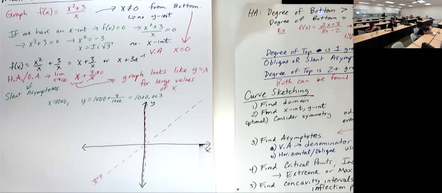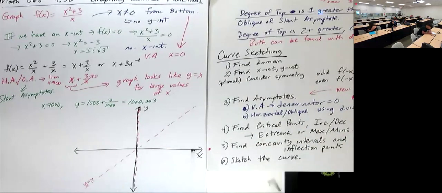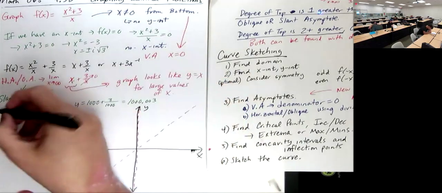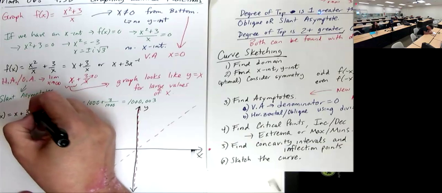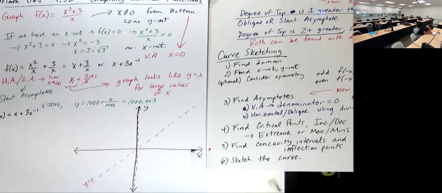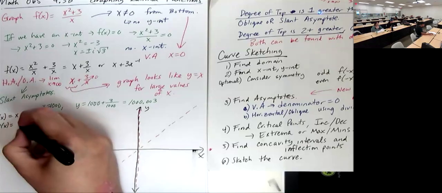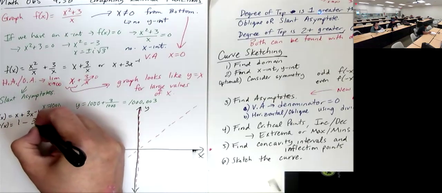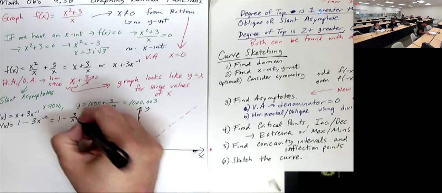Okay, so now we're looking at finding critical points, regions of increase or decrease, and concavity. So I have f of x equals that. I think it's gonna be easier to do the derivative if I start with it in this form, rather than doing the big one. F prime of x will be 1 minus 3x to the negative 2, or 1 minus 3 over x squared.